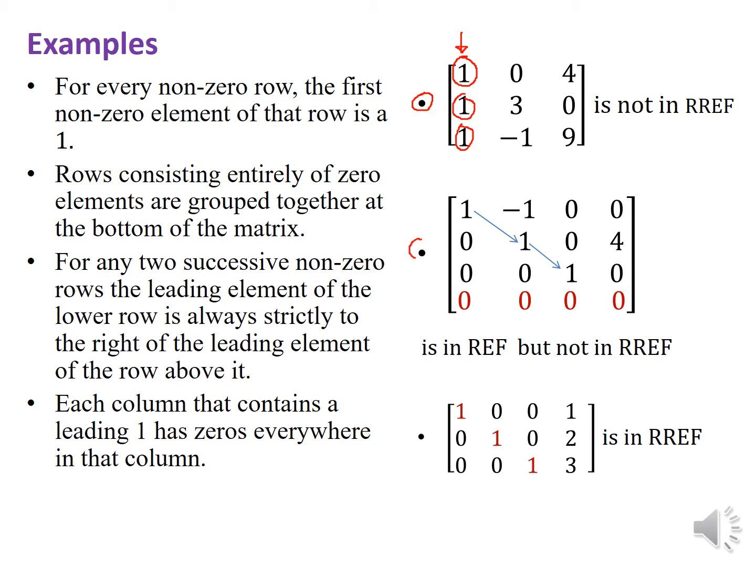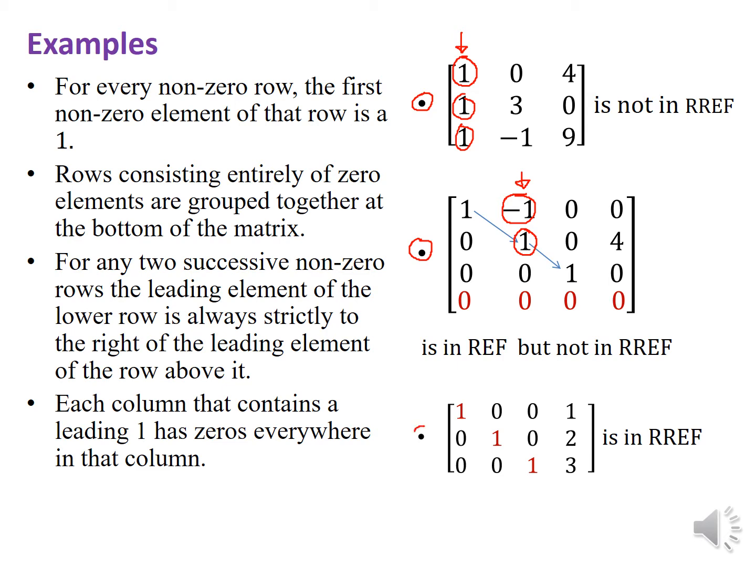In the second example, this matrix is not in reduced row echelon form, as the leading element of the second row is 1, but in the second column there is one non-zero element. For this reason, this matrix is not in reduced row echelon form.